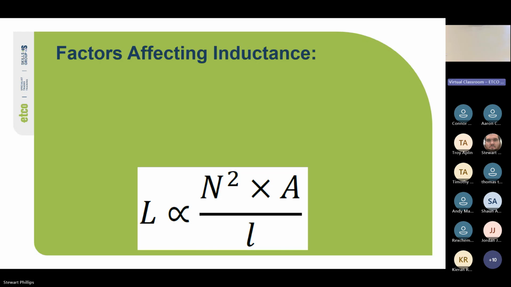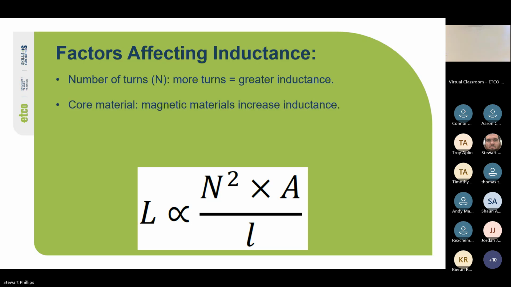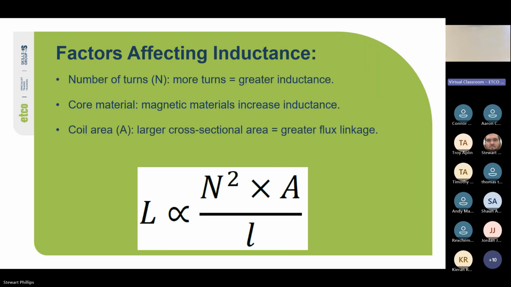Cool. So in that formula, our inductance is equal to the number of turns squared, so more turns, greater inductance, multiplied by the core material, which increases the inductance. Then the core area: a larger cross-sectional area means greater flux linkage. And the coil length: longer coils have less inductance.